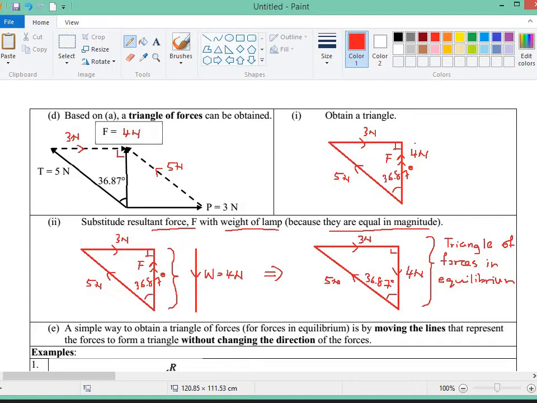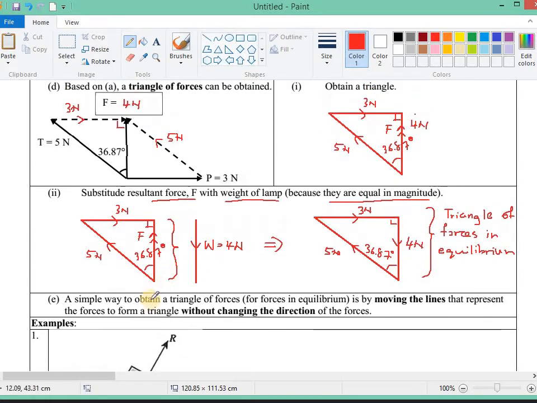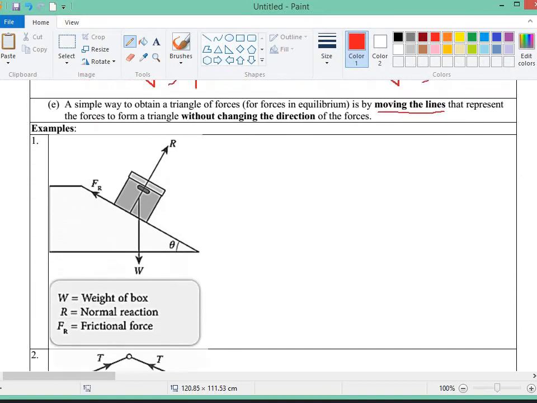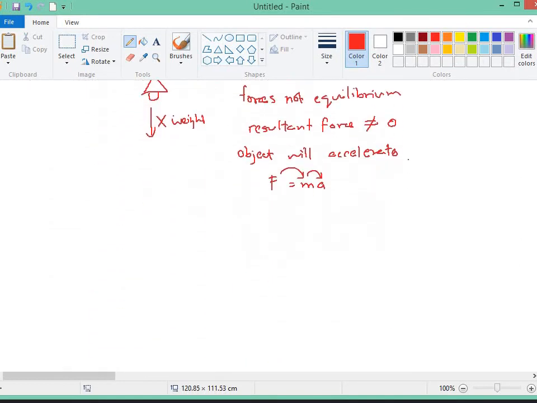However, there is a shortcut. The shortcut is this one. A simple way to obtain a triangle of forces for forces in equilibrium is by moving the lines that represent the forces to form a triangle without changing the direction of the forces. That means like this.